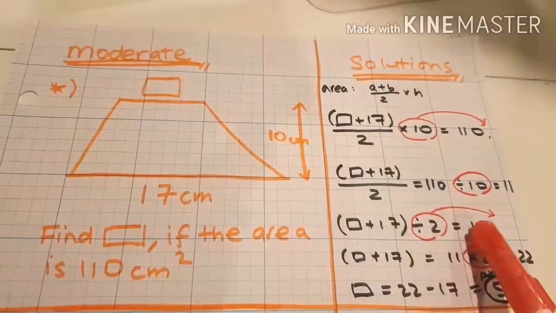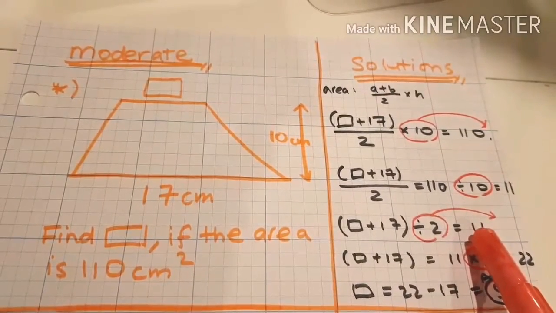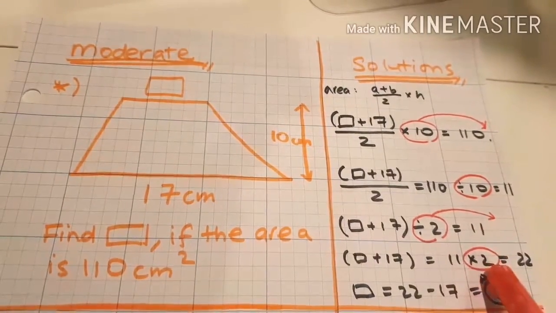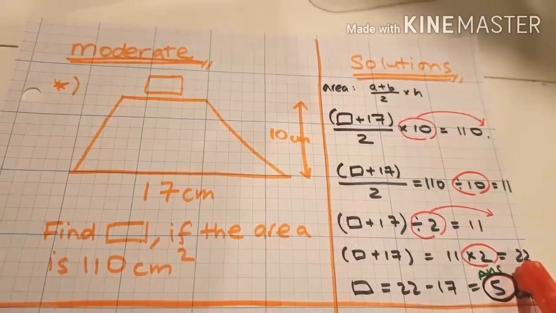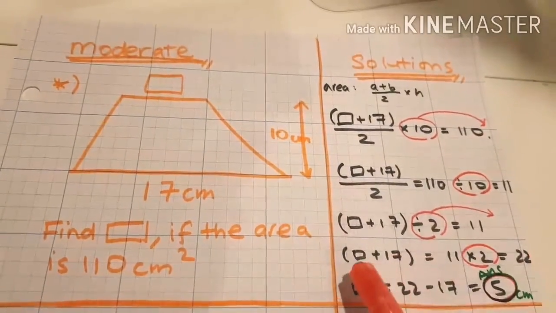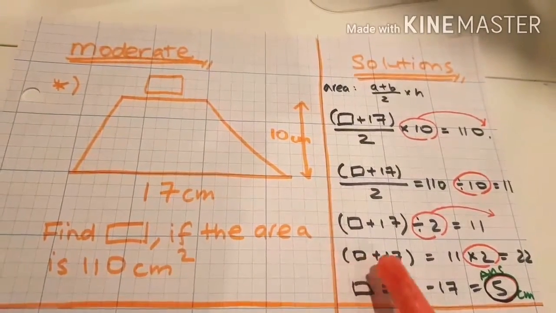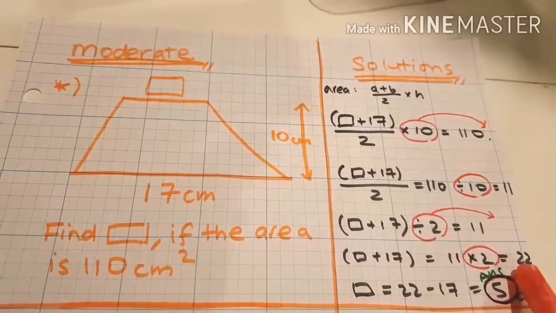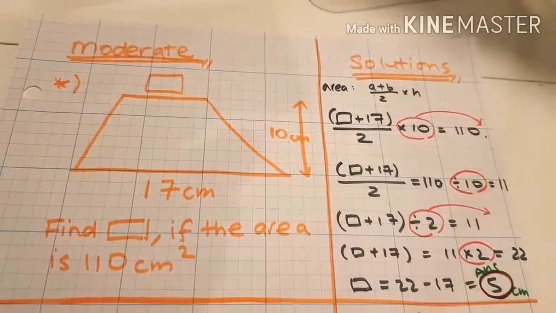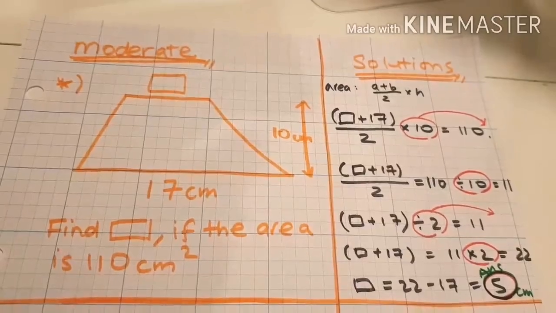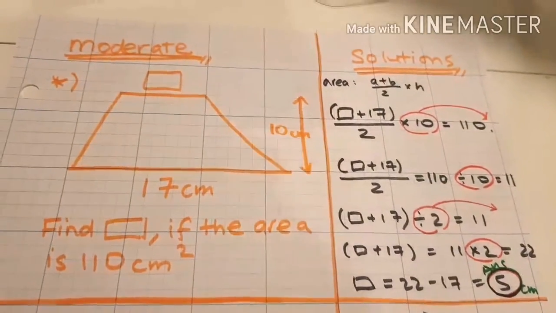Okay, always go after whatever the number was on the right hand side first. So 11 times 2, so there you go, it's 22. And lastly, so therefore it's something plus 17 is equal to 22. So therefore what is it? Yep, the top length has to be 5 centimeters.